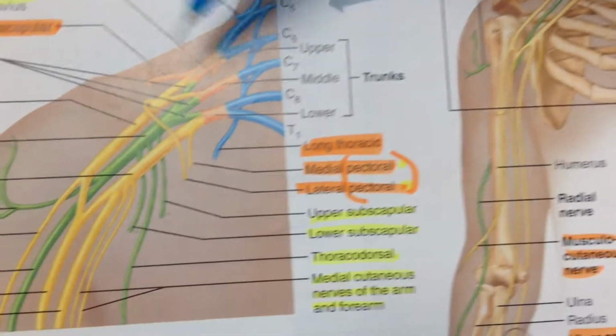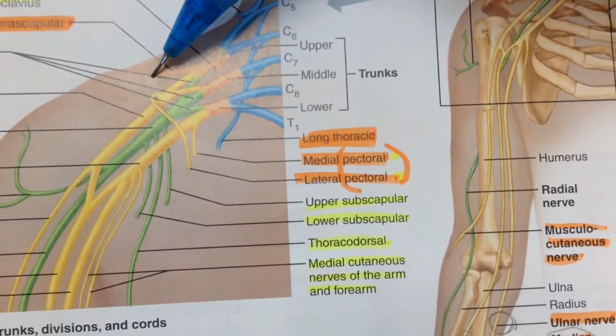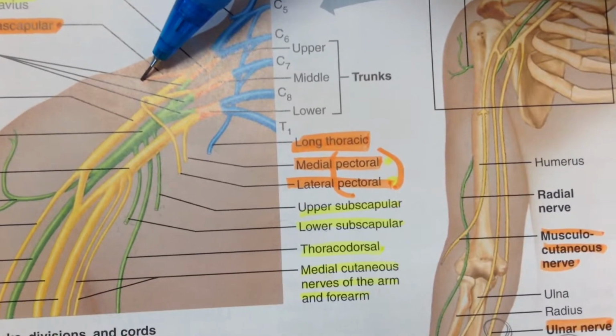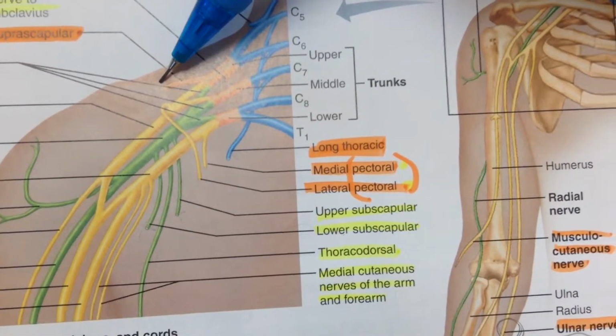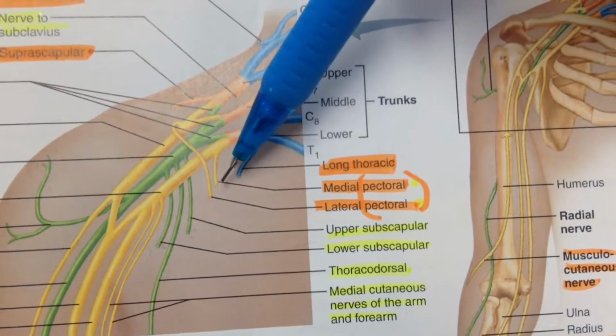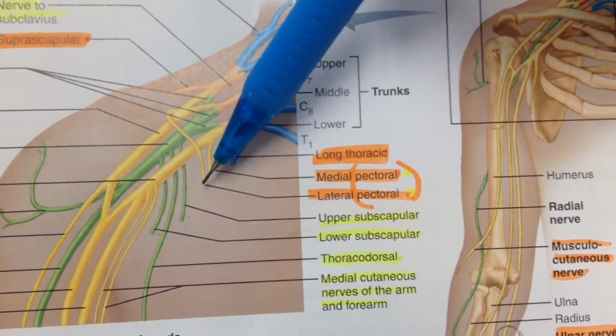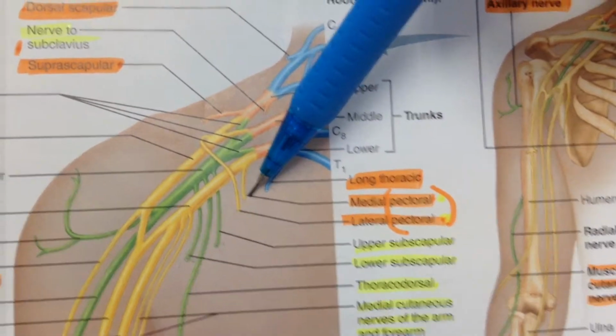Next brachial plexus nerve is suprascapular. It has a cutaneous structure that's served, that's the shoulder joint. And the motor structures served are supraspinatus and infraspinatus. The next brachial plexus nerve is pectoral, and the motor structures served are pectoralis major and minor.